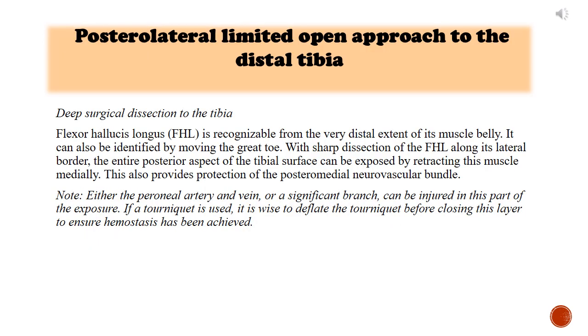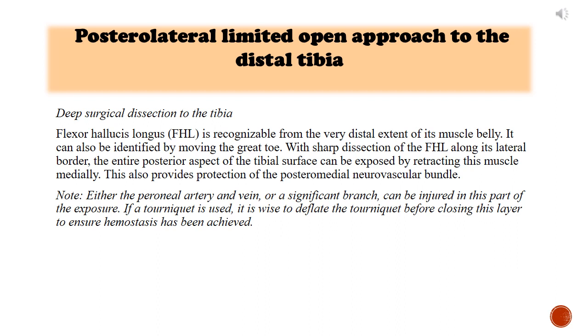Deep surgical dissection to the tibia. Flexor hallucis longus, FHL, is recognizable from the very distal extent of its muscle belly. It can also be identified by moving the great toe. With sharp dissection of the FHL along its lateral border, the entire posterior aspect of the tibial surface can be exposed by retracting this muscle medially. This also provides protection of the posteromedial neurovascular bundle.